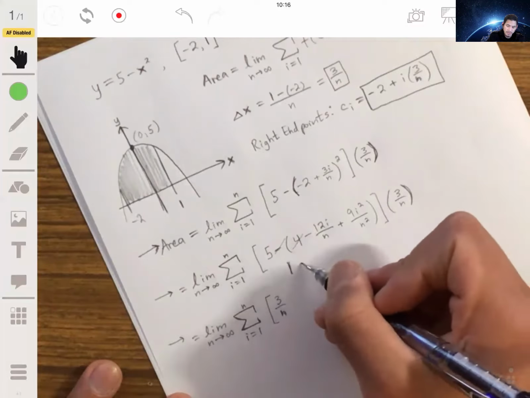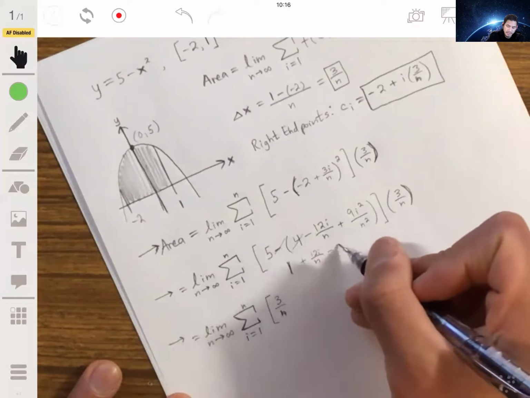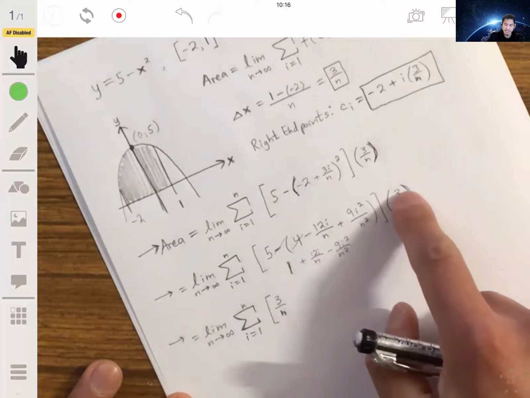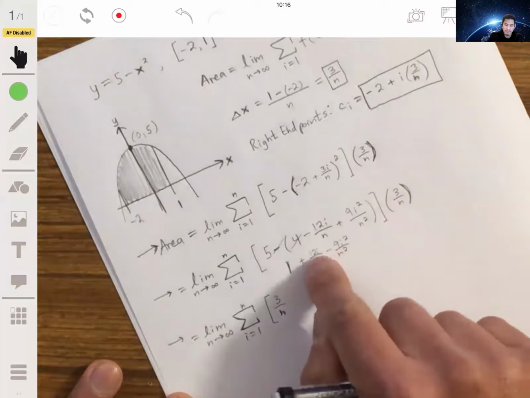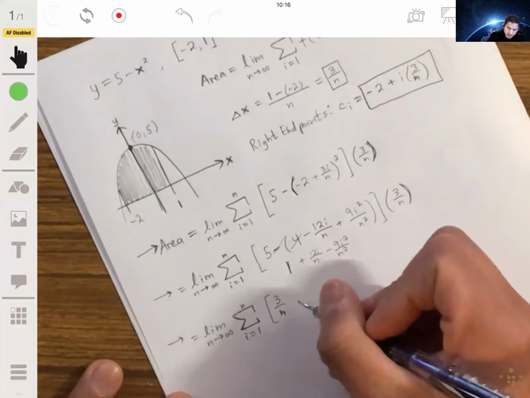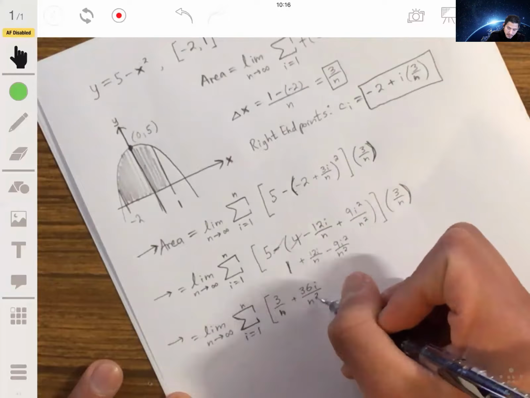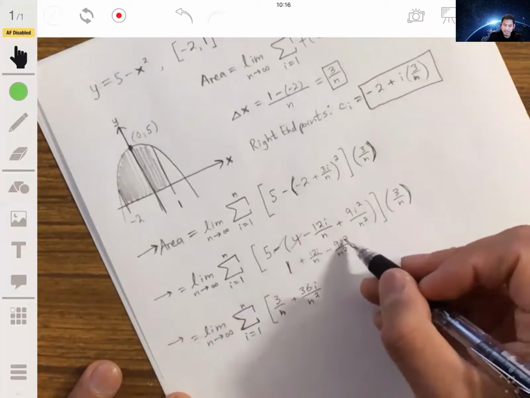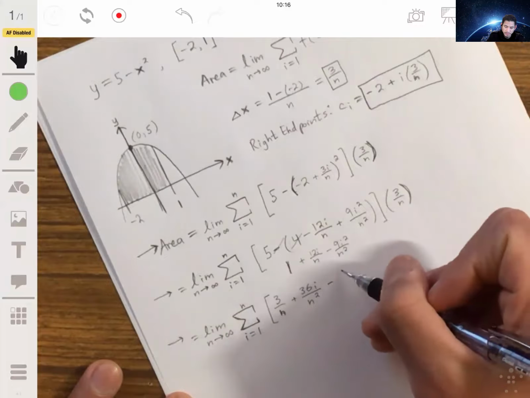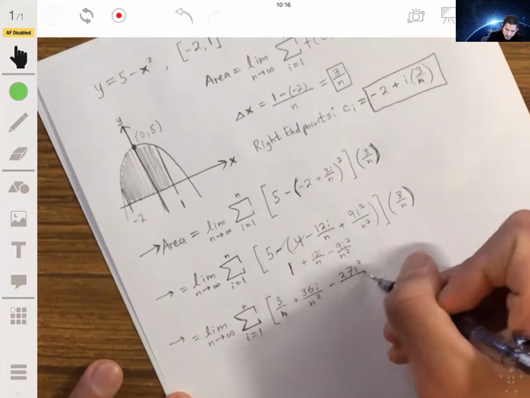So what's going on in here is you're doing a plus 12i over n, and then a minus 9i squared over n squared. So we're going to distribute that to these terms, but just make sure we get the sign correctly. So it'll be 3 over n times 12i over n, so plus 36i over n squared. 3 over n times this will be negative, so minus 27i squared over n cubed.